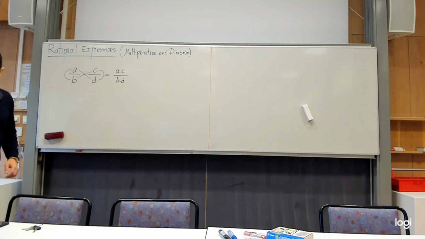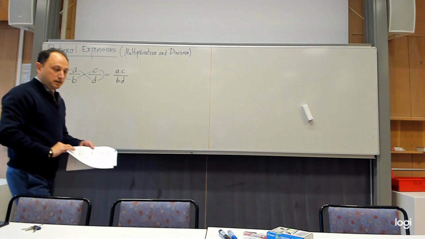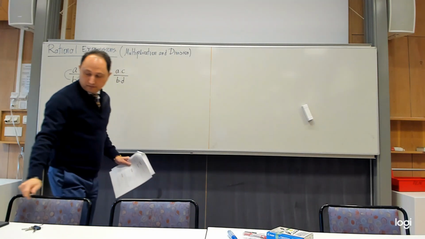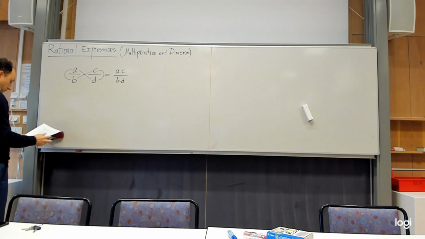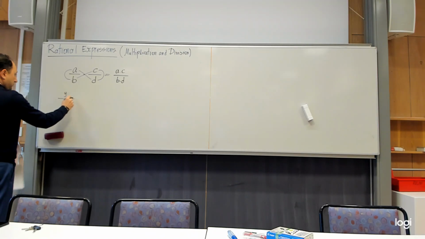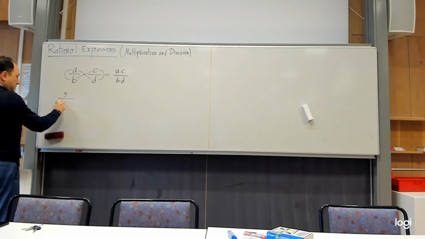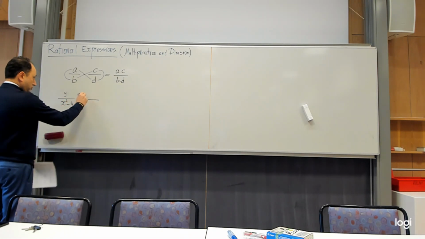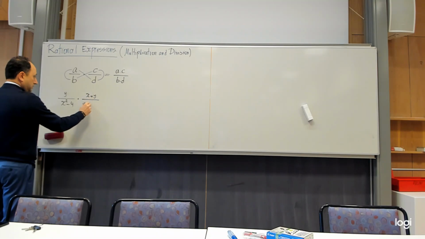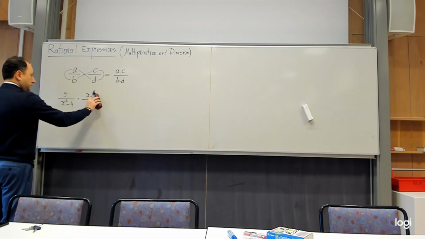Okay, now, for example, let me give you an example. Very simple examples first. For example, y divided by x squared minus 4, I want to multiply it by x plus 2 over y squared. X plus 2 over y squared.